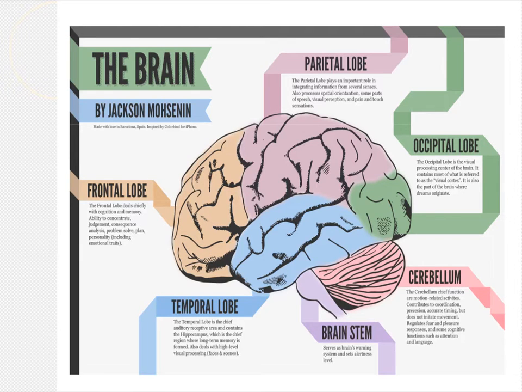This is a picture of those four lobes. Just to review, different parts of the brain are responsible for different activity. This is also a review of where the brainstem is and where the cerebellum is and what functions they are responsible for.